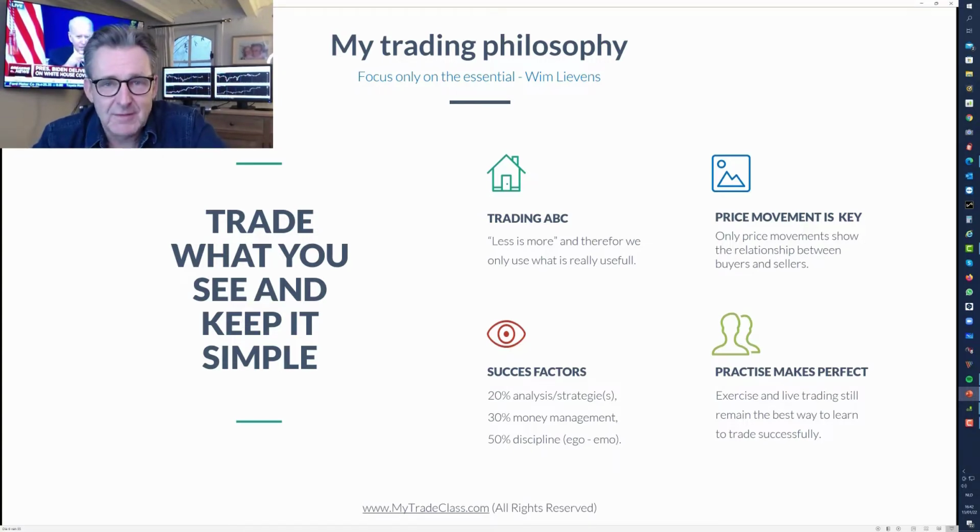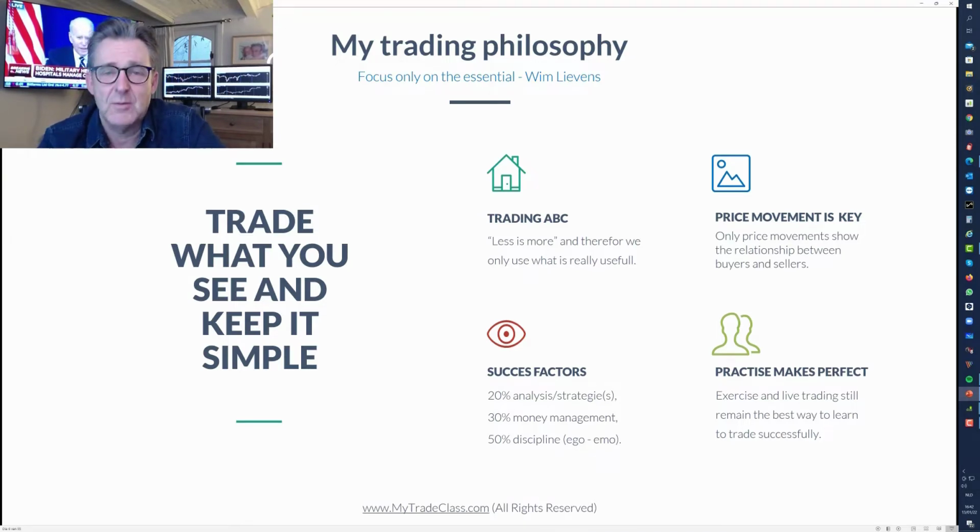Well, 20% is analysis and a strategy, a good analysis, which is important, and of course you need to do this right, but it is only 20%. Money management is actually more important. I would say 30%. And if you know how to implement these two correctly, if you're disciplined, if you have your emotions under control, that is 50%.